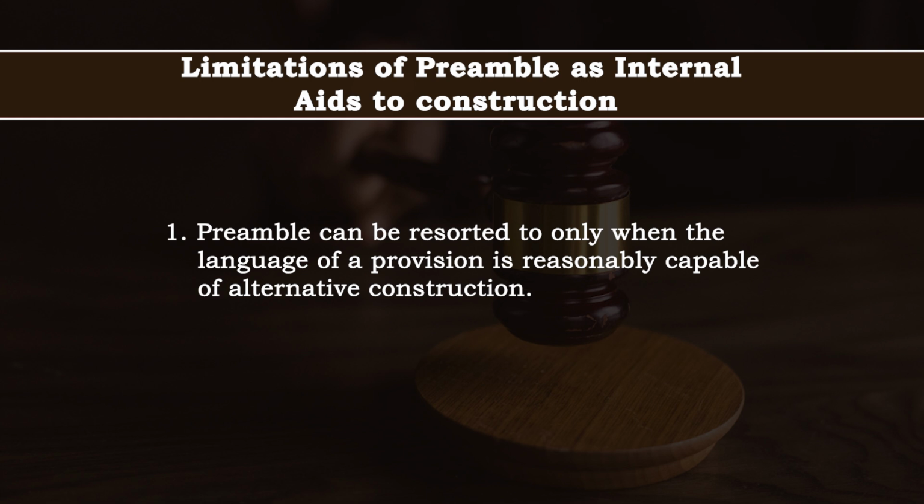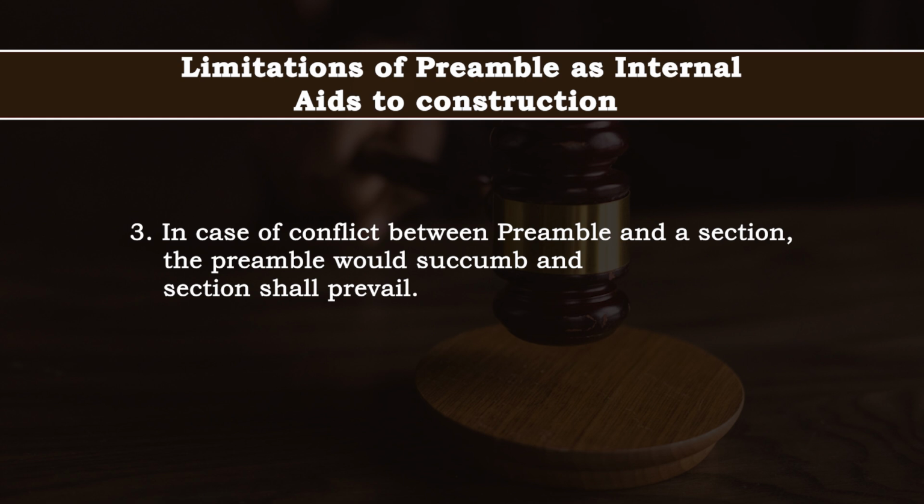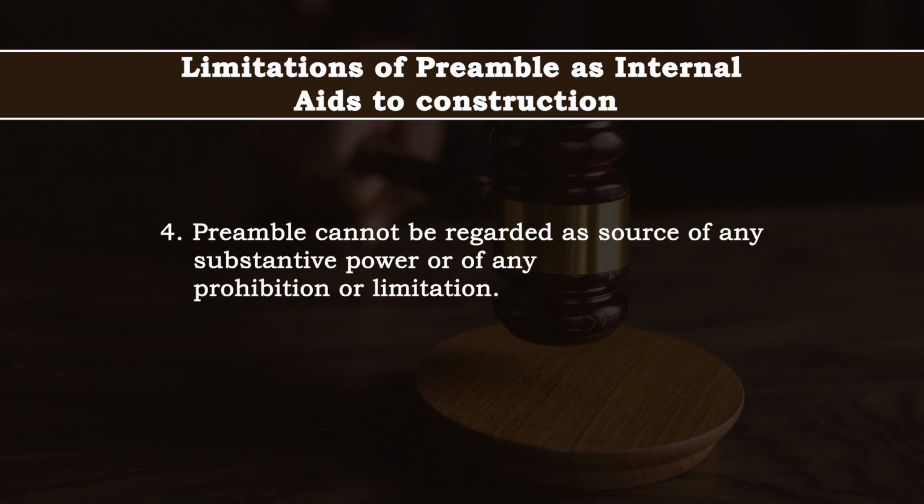The first limitation is, preamble can be resorted to only when the language of a provision is reasonably capable of alternative constructions. Number 2, the preamble cannot either restrict or extend the meaning and scope of the words used in the enacting part. Number 3, in case of conflict between preamble and a section, the preamble would succumb and the section will prevail. Number 4, a preamble cannot be regarded as a source of substantive power or any prohibition or limitation.